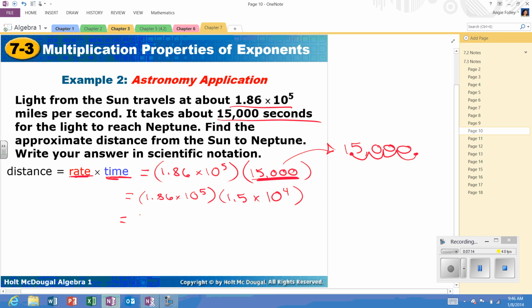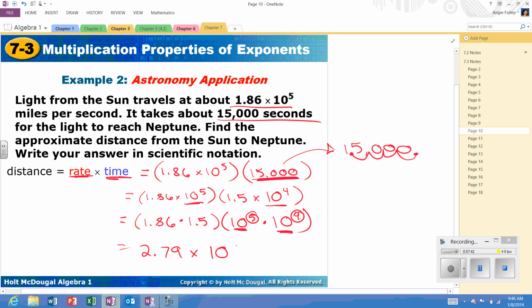Now I'm going to combine like terms, or like numbers. So 1.86 times 1.5. And then I'm going to combine these because they have the same base. So 10 to the 5th times 10 to the 4th. Now I wouldn't expect you to be able to do 1.86 times 1.5 in your head, but just so you know, it comes out to 2.79 times 10. Now because these have a common base, we can just add our exponents, so 10 to the 9th. And we need units on our answer, and since our original rate was in miles per second and our time was in seconds, our seconds are going to cancel, and we're left with miles.